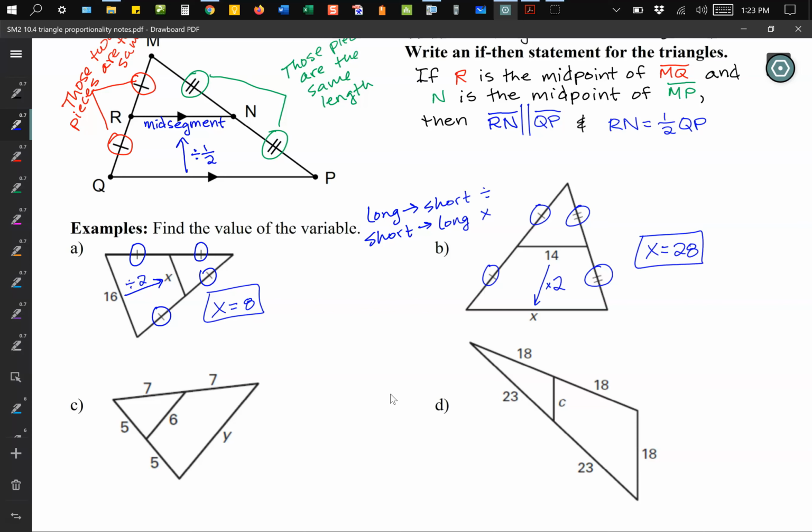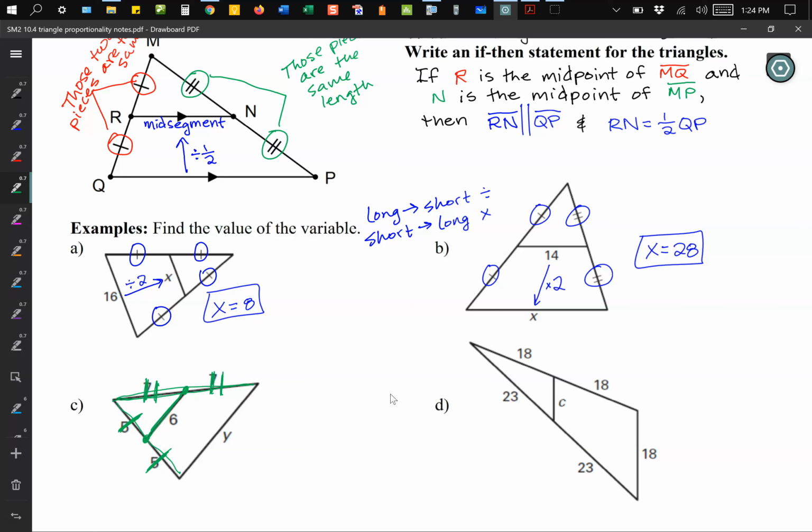Now these, you might get a little confused because there are a lot of numbers on here, but half of the numbers you can just ignore. The only reason that the 5s are on here is to tell you, hey, this side right here got cut in half. That piece is the same as that piece, which means this is a midpoint. And the only reason those 7s are on there is to tell you, hey, this side got cut in half. That piece is the same as that piece, which means that's a midpoint, which means this is a midsegment.